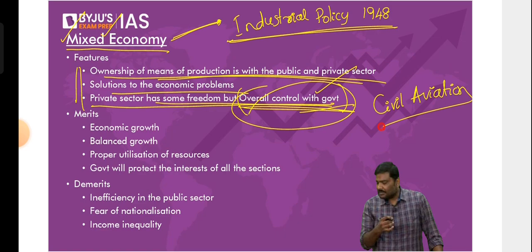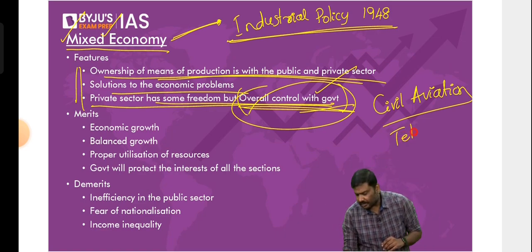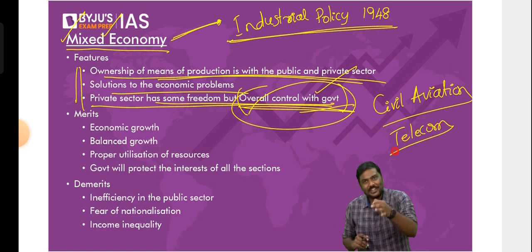Any doubts here so far? In the civil aviation market, there are a lot of private sector companies. In the telecom sector, a lot of private sector companies are there. Earlier, this was not the situation. Have you understood this?